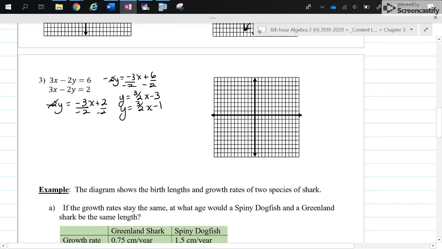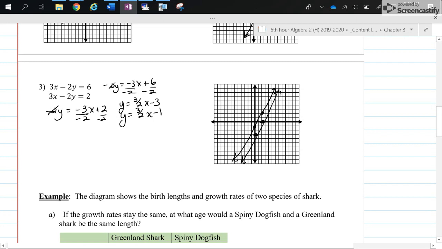So notice these two lines are not the same line, but they do have the same slope, 3 over 2. So I know that lines that have the same slope are parallel. And so if the two lines are parallel, I know they will never intersect. So if the solution is on the graph at the point of intersection, and these lines are never going to intersect, then we say that there is no solution to this system.